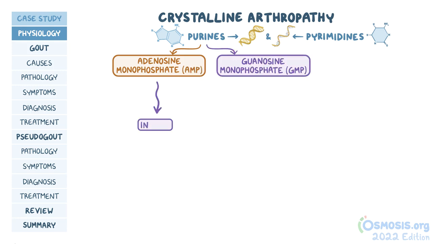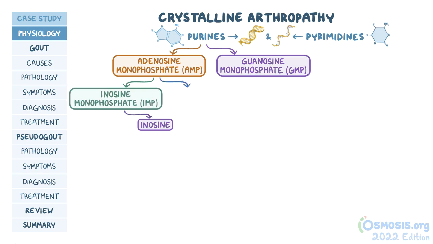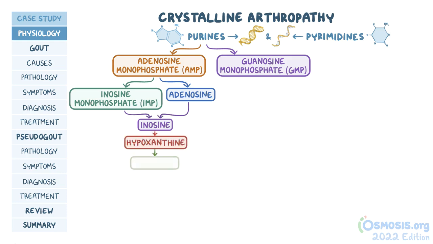AMP is converted to inosine via two different mechanisms, either by removing an amino group to form inosine monophosphate, or IMP, which is quickly converted to inosine, or by removing a phosphate group to form adenosine, which is also converted to inosine. Inosine is then converted to hypoxanthine, and hypoxanthine to xanthine, which is finally metabolized to uric acid. These last two steps are catalyzed by the enzyme xanthine oxidase.